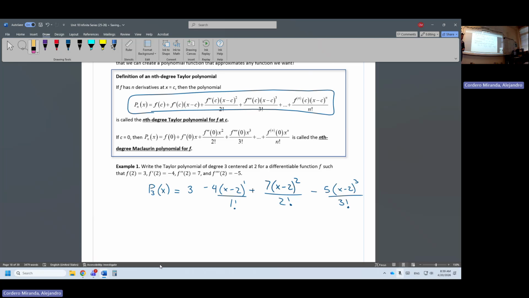Question. Is that like P3(x), the formal notation? Like that's how you should write it on the test? Yeah, that's pretty well standard.